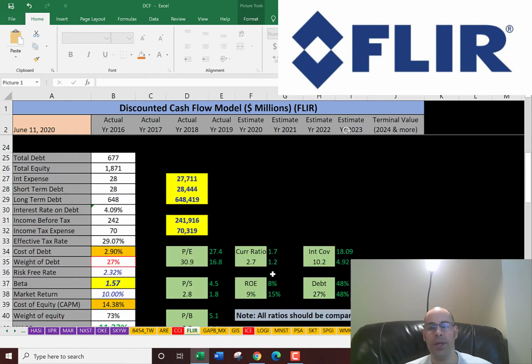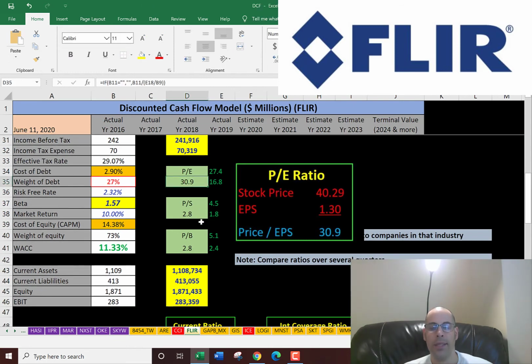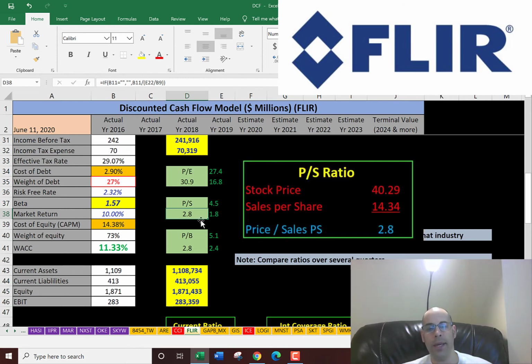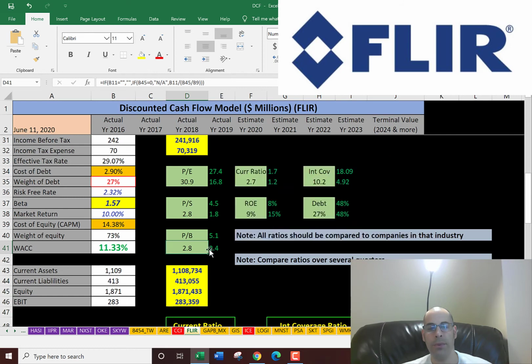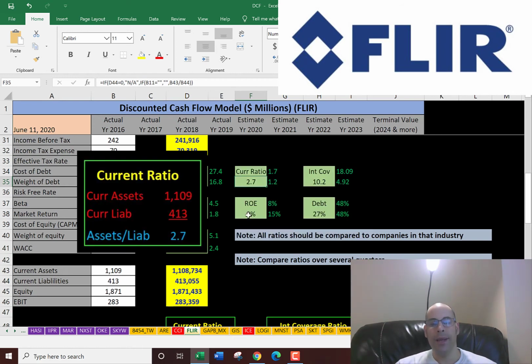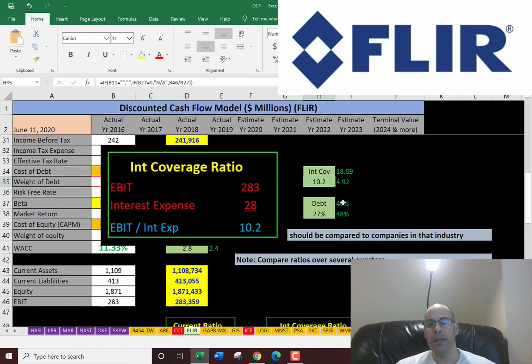Let's look at their financial ratios. A pretty high PE, that's not so good, 30. That's price of stock over earnings per share. Pretty good price to sales ratio of 2.8. That's price of stock over sales per share. Also a good price to book ratio of 2.8. That's price of stock over book value per share. They have plenty of current assets to cover their current liabilities. They have a pretty low ROE, that's income over equity, so they're not providing the best value to their equity holders. Interest coverage ratio of 10.2, so they can easily cover their interest payments.